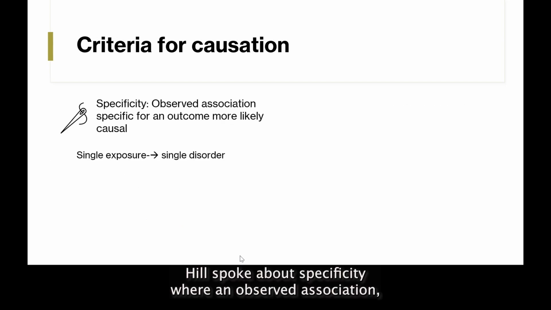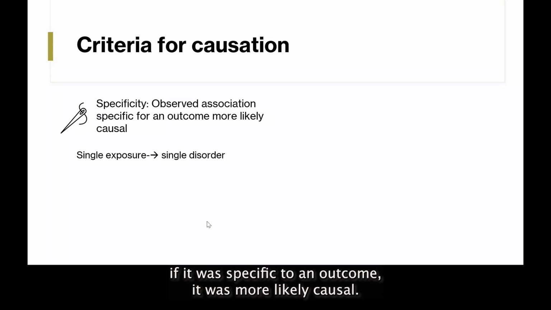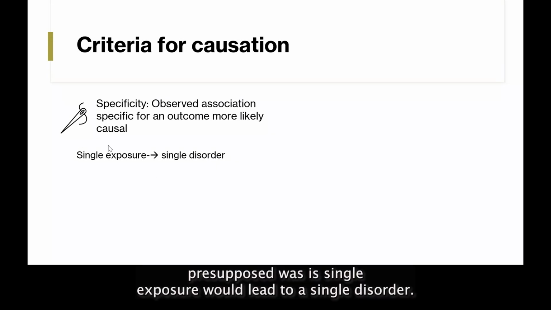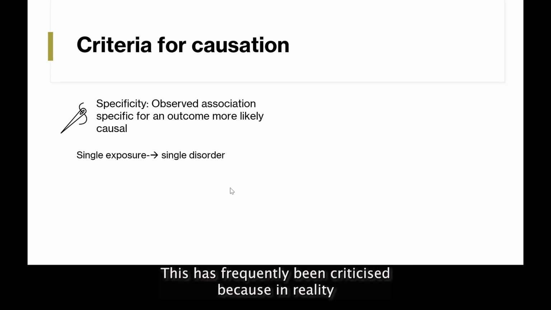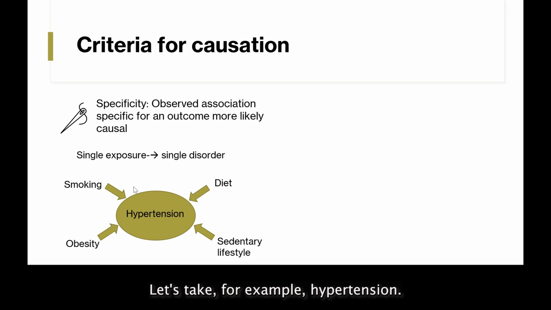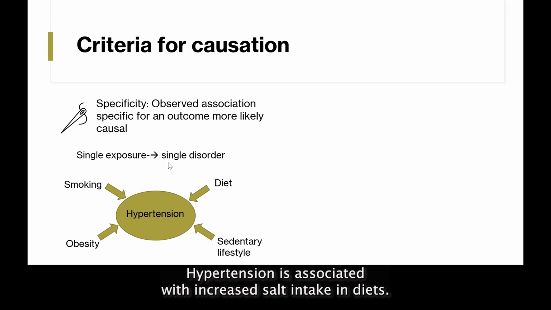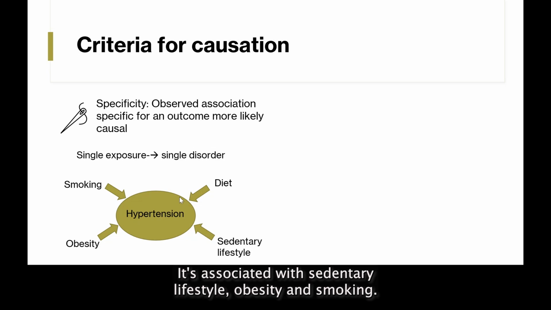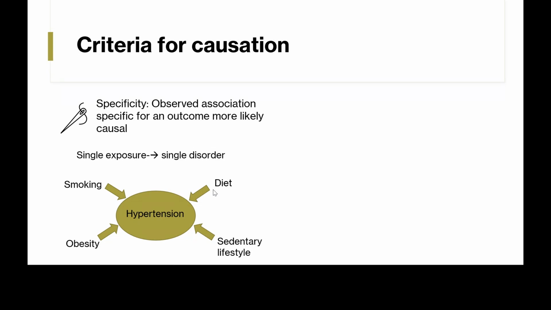Hill spoke about specificity, where an observed association, if it was specific to an outcome, was more likely causal. Now, what that presupposed was a single exposure would lead to a single disorder. This has frequently been criticized because in reality, what you have is multifactorial risk factors. Let's take, for example, hypertension. Hypertension is associated with increased salt intake in diets. It's associated with sedentary lifestyle, obesity, and smoking.